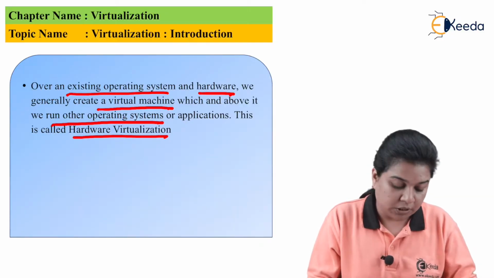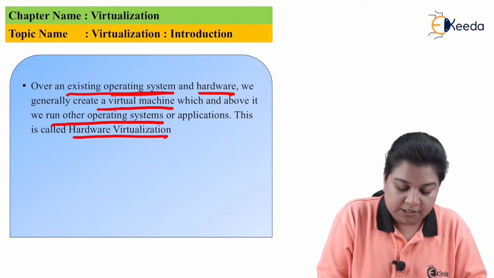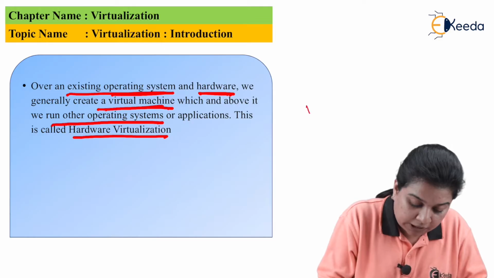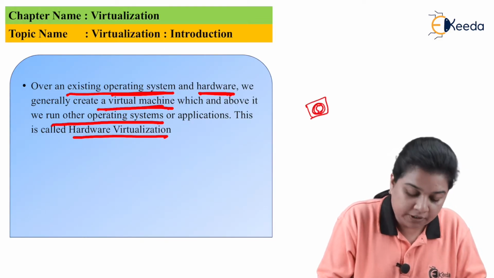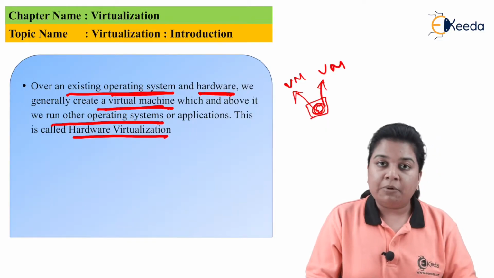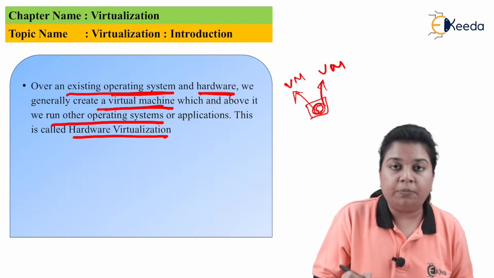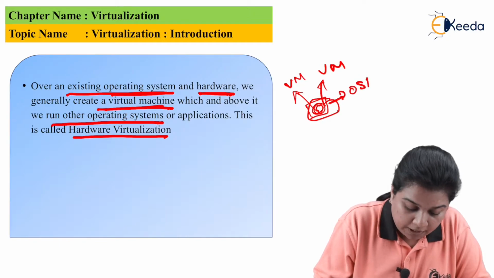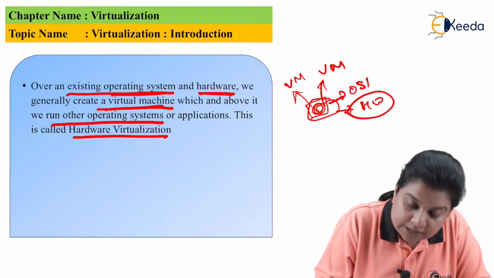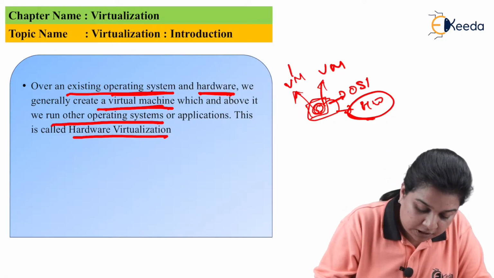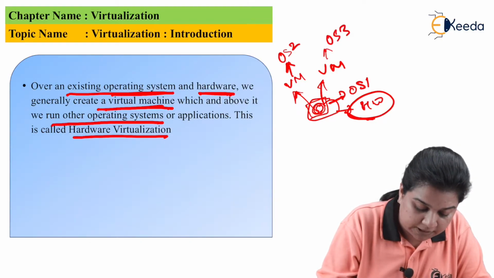What we do in hardware virtualization is, there is an existing operating system and there is an existing hardware. We generally create a virtual machine for that hardware. This is the hardware. We create a virtual machine for this hardware which is above it, and it is running other operating systems and applications. See, this physical machine is running operating system 1, it has hardware 1. Now the hardware is the same, we are not having another hardware, but by creating virtual machines, this virtual machine might be running operating system 2 and this virtual machine might be running operating system 3.